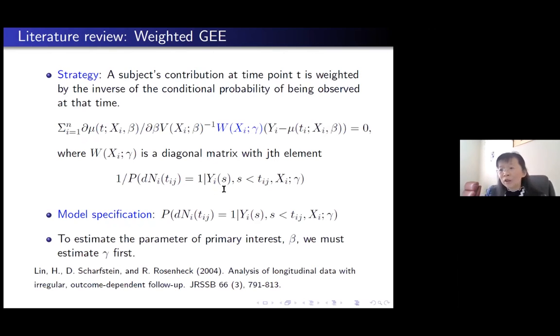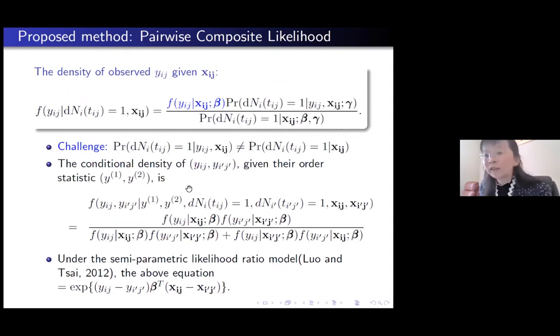If we are not interested in that process, it is not desirable to take extra effort to estimate the nuisance parameters with additional model assumptions. So these limitations motivate us to work on new methods in which minimal model assumptions are needed. Now let's go back and look at the data structure again.